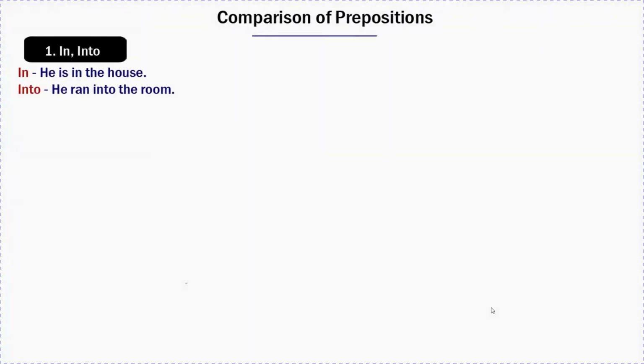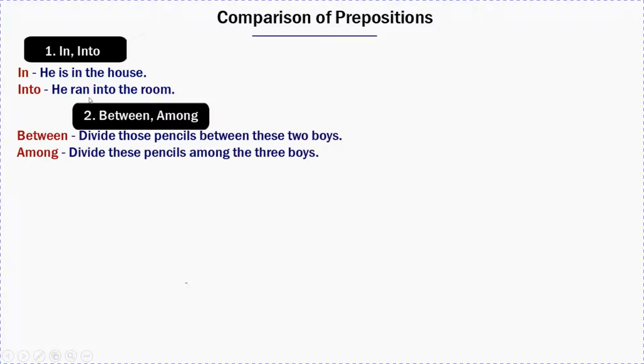Next is comparison of prepositions, children. A few I have already explained to you, but a few I will explain now. Like in and into, I have already explained. He is in the house. He is already in the house. Into: he ran into the room means the movement is there.